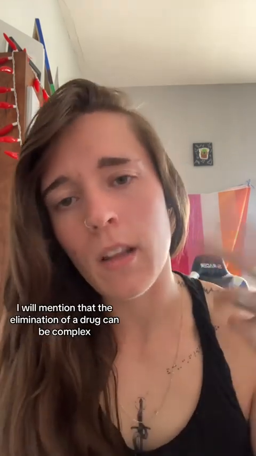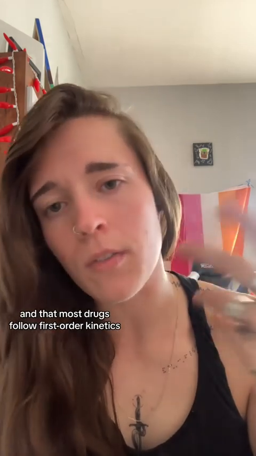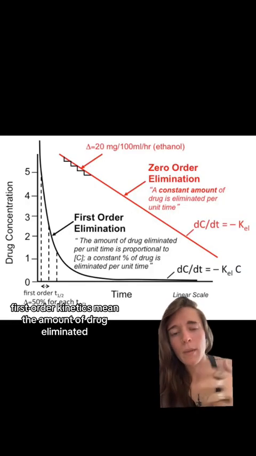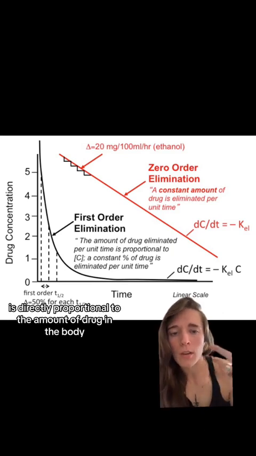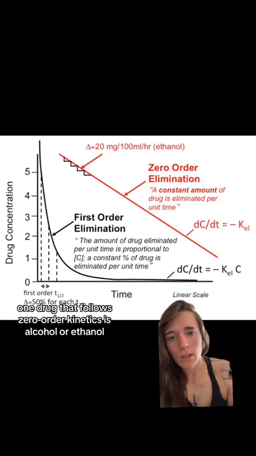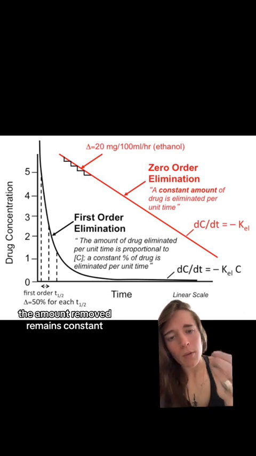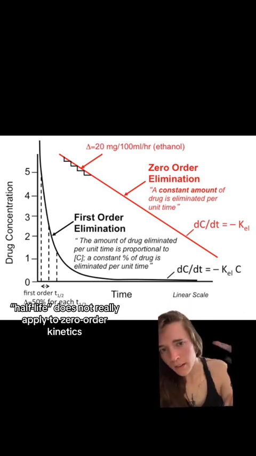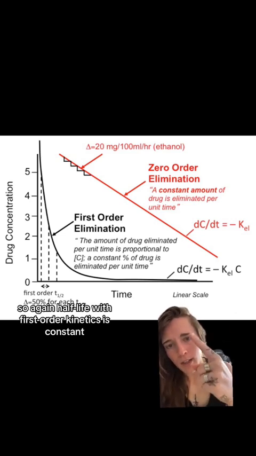I will mention that the elimination of a drug can be complex between disease states, and that most drugs follow first-order kinetics. First-order kinetics means the amount of drug eliminated during a certain period of time is directly proportional to the amount of drug in the body. One drug that follows zero-order kinetics is alcohol, or ethanol. The amount of drug cleared does not change with the amount of drug or concentration in the body. The amount removed remains constant. Half-life does not really apply to zero-order kinetics. The half-life decreases with decreasing concentration. So again, half-life with first-order kinetics is constant.